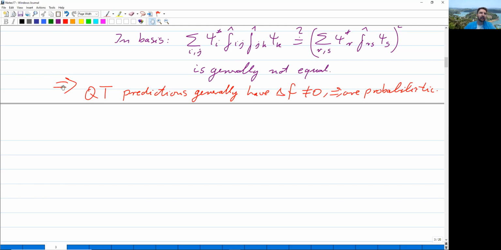But it turns out that these uncertainties are unavoidable.